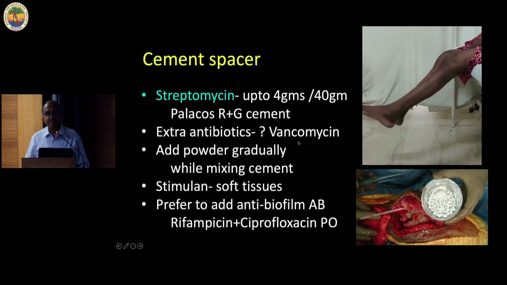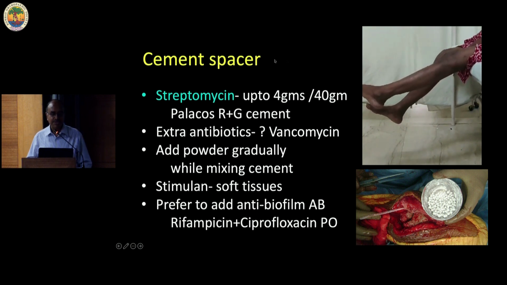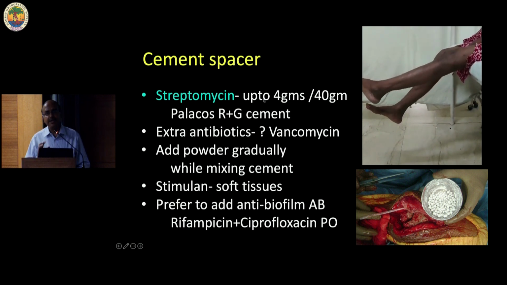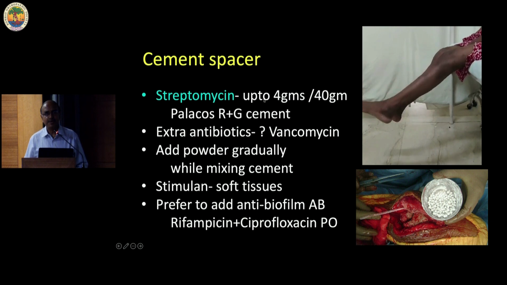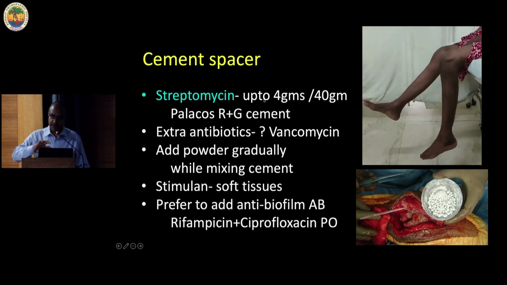Whenever you are using a cement spacer, you can use more streptomycin, from 4 to 8 grams of streptomycin in a 40 gram packet of the cement. Well, that is 20% volume by volume, because then the elution of the antibiotics from the cement to the surrounding tissues becomes greater. You can add an extra antibiotic like vancomycin, because if there is a sinus, there is a possibility of secondary infection through the sinus tract, and hence vancomycin as well.